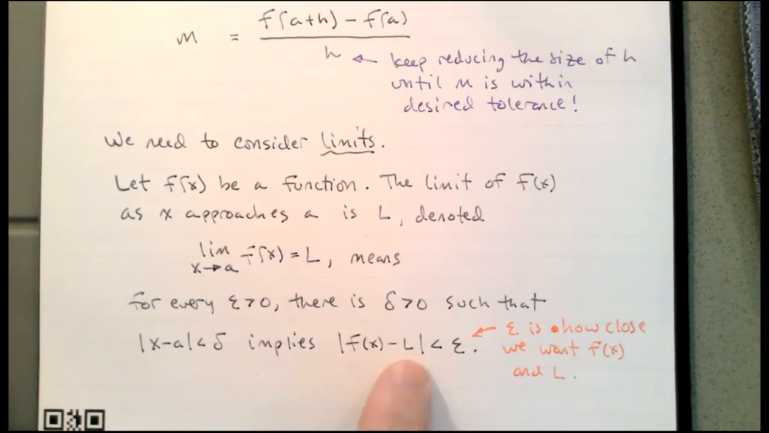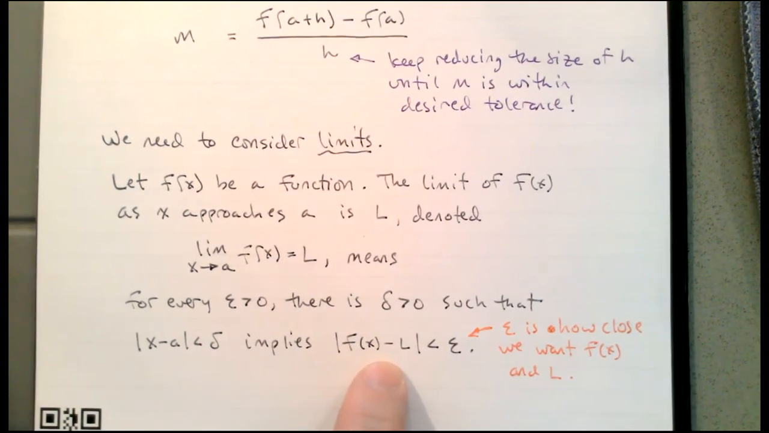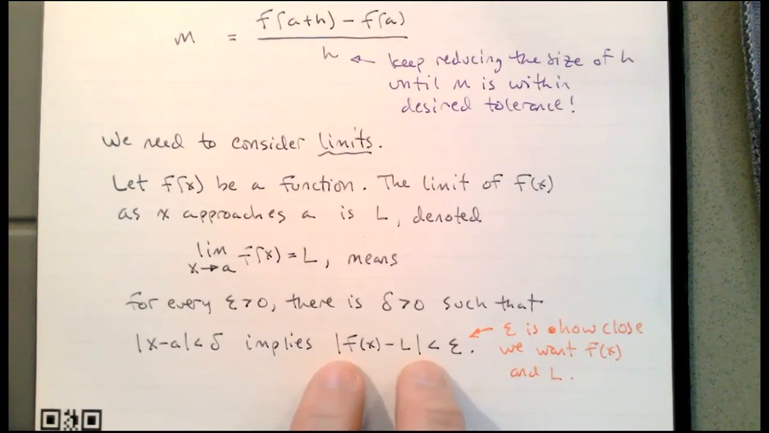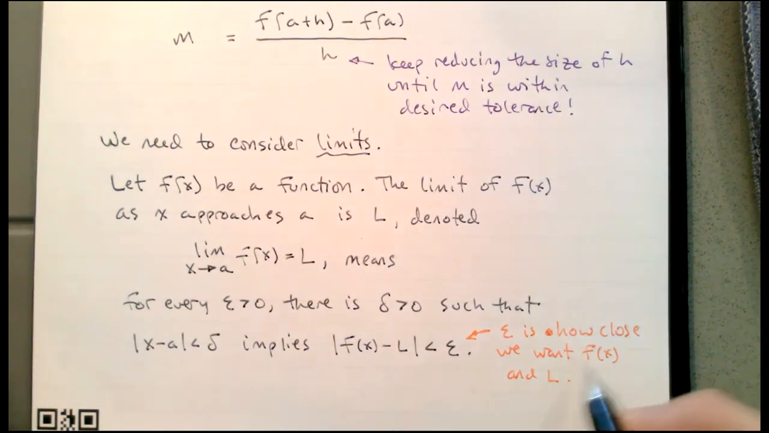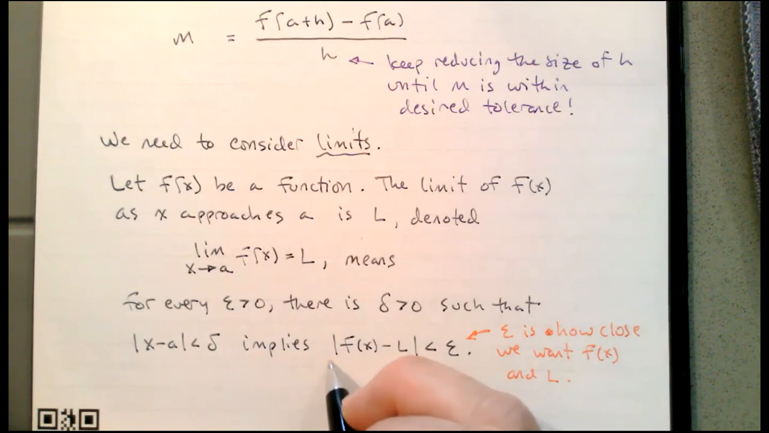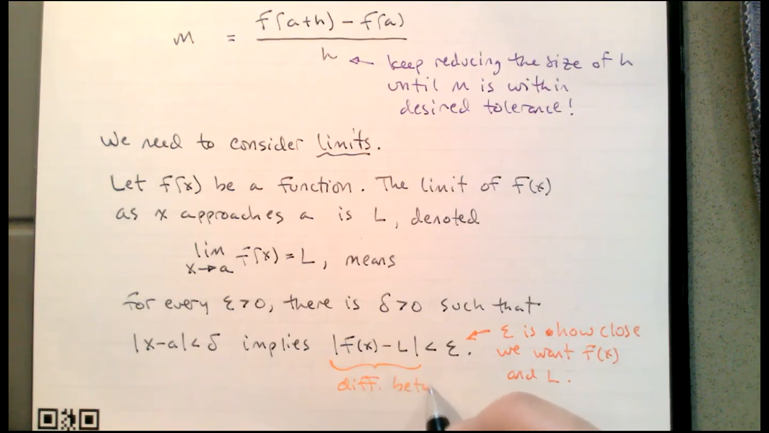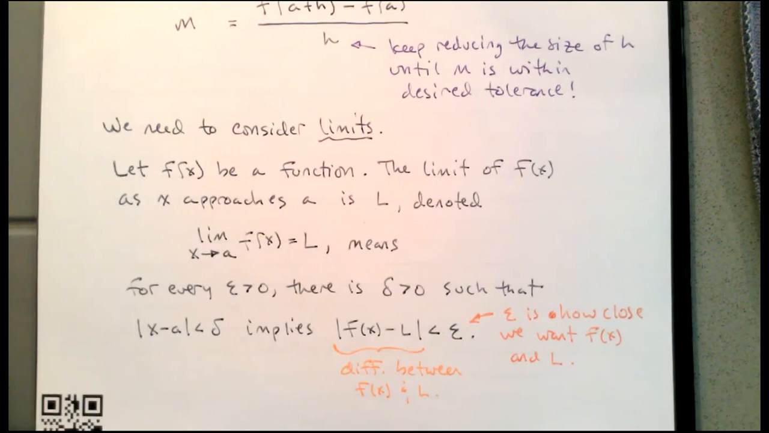We subtract the two, f of x minus L, that's the difference. We don't care if it's above or below, that's why the absolute value. Also, if it's negative, then it'll be trivially less than epsilon because epsilon is supposed to be positive. So we want the difference between f of x and L to be less than epsilon. So we choose the epsilon. That's the difference between f of x and L.